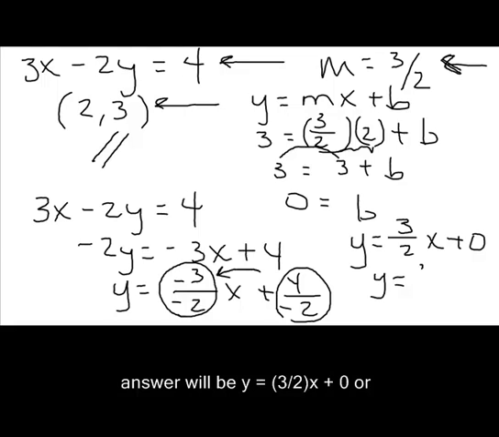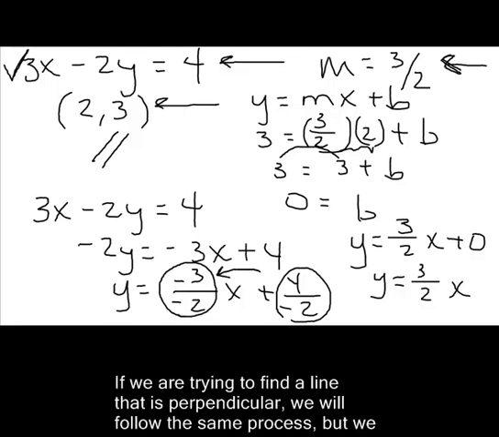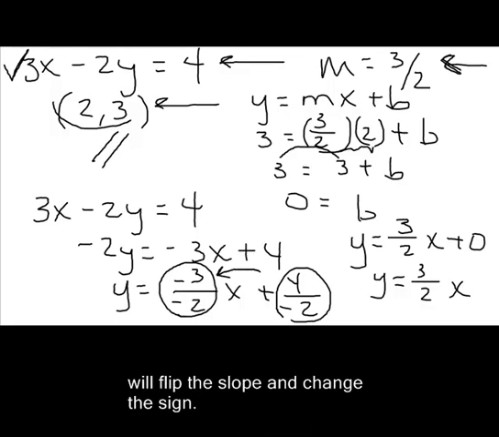or y equals 3/2 x. So if you're trying to find one that is parallel, all you do is isolate the y to find your slope. The slope is the number that's in front of x once y is by itself. Use your point that you're given and your slope that you just found to do a problem just like our previous problems.